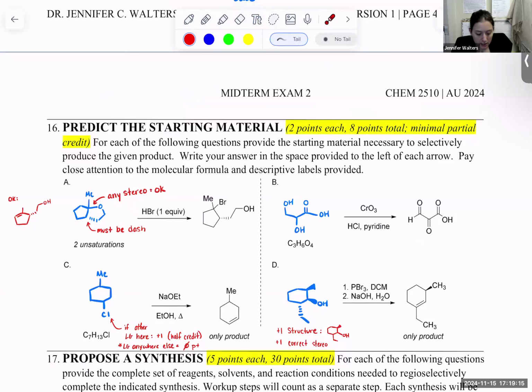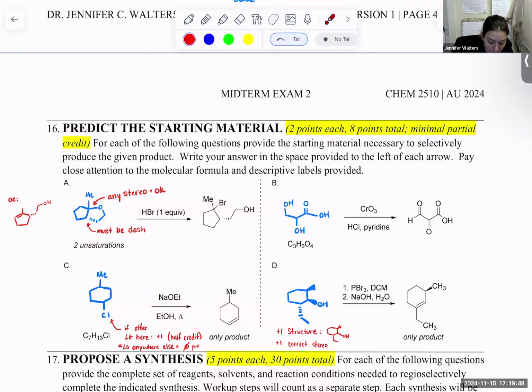Question 16. All right, looking at our predict the starting materials. I don't know if anyone noticed, but these were originally predict the products in the summer exam that I gave you, and that we talked about in lecture. What I did was, instead of having it be a predict the product, I gave you the product and asked you what the starting material was. But even if you didn't know that, doesn't matter. We can still do it.